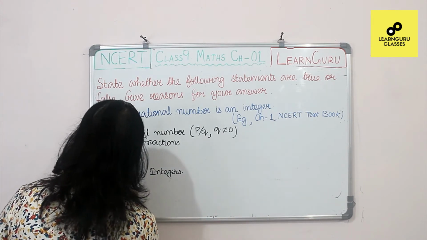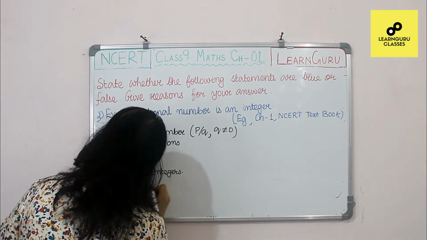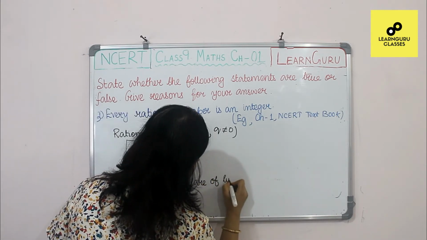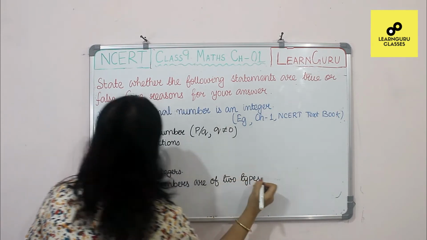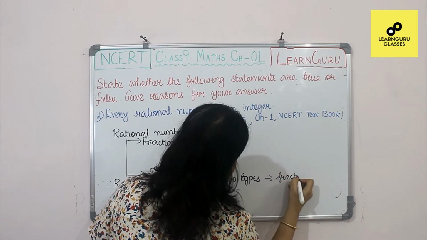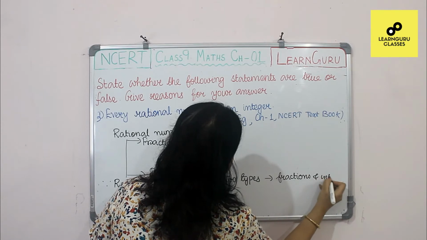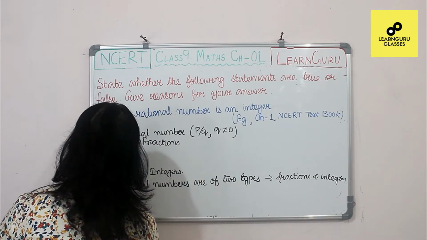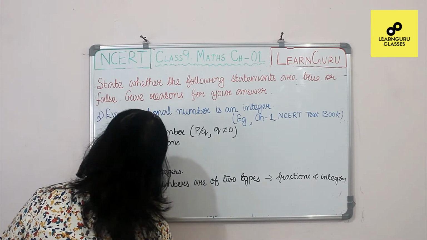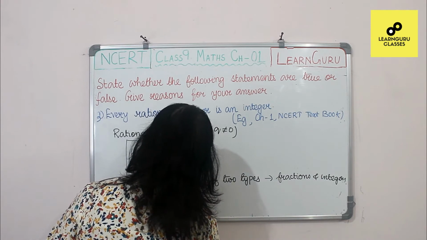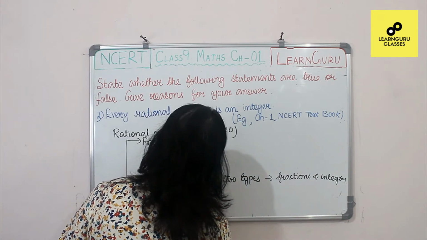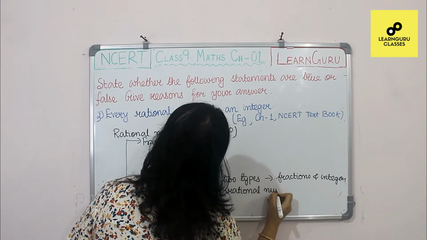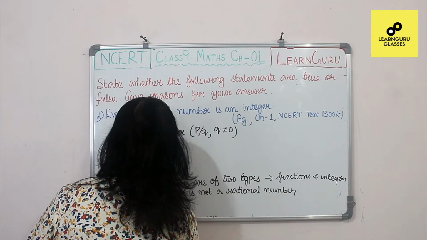So, what will you write? Since rational numbers are of two types, that is fractions and integers, therefore every rational number is not an integer. So the statement is false.